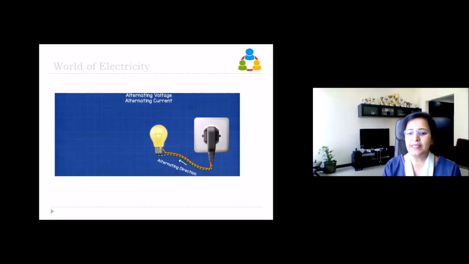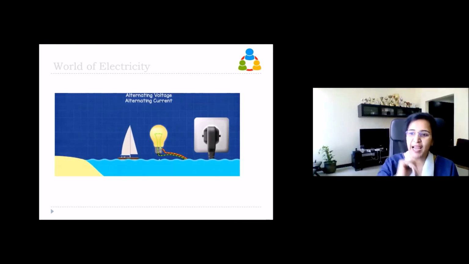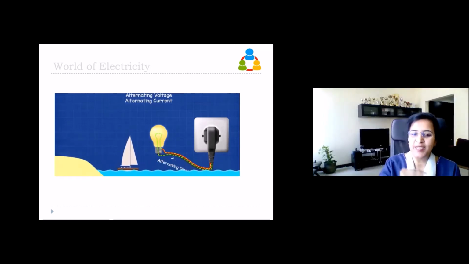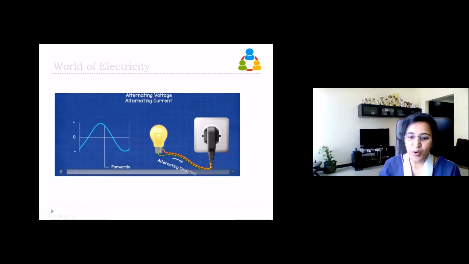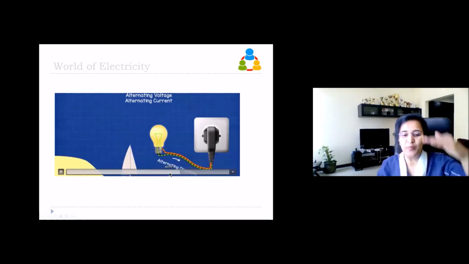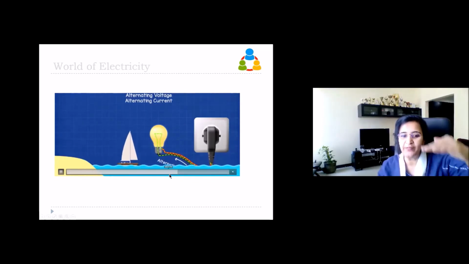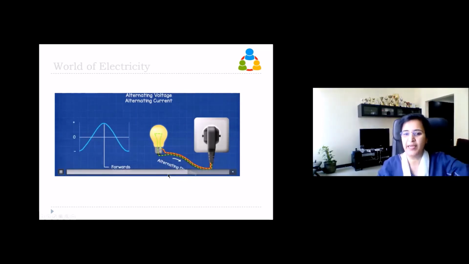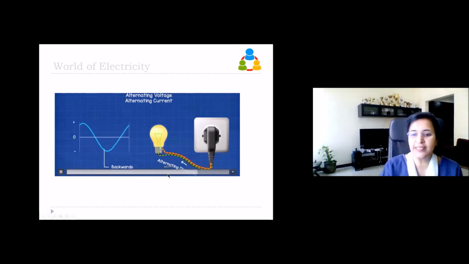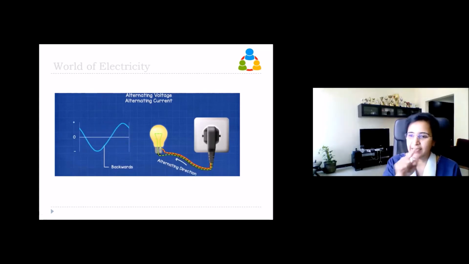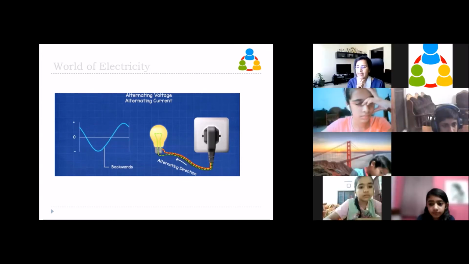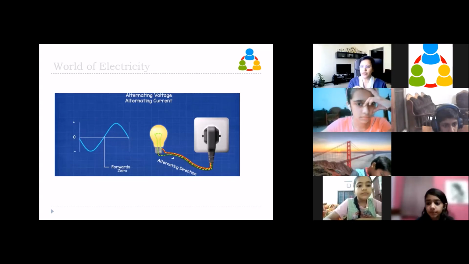Now let us see what happens in the alternating current. See, the current is alternating. It is going up and down, up and down. Can you see this one? The moving boat is going up and down in the waves, and still it is moving ahead. This is how the alternating voltage is. The energy is getting transferred while it is moving up and down. That is what alternating current does, and most of our equipment at home uses this alternating current.